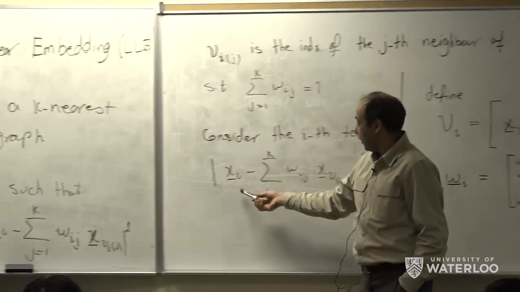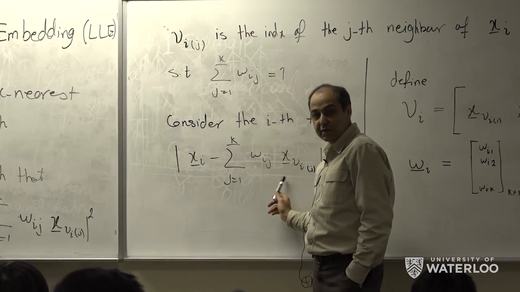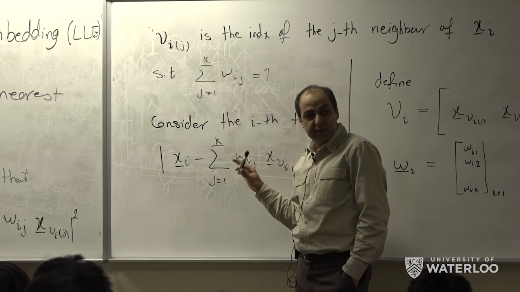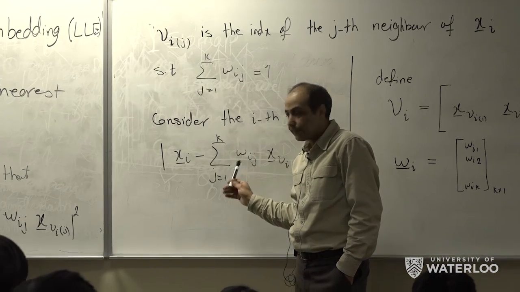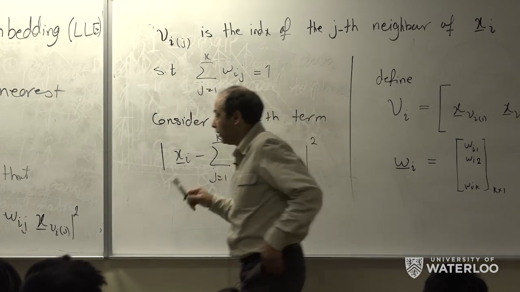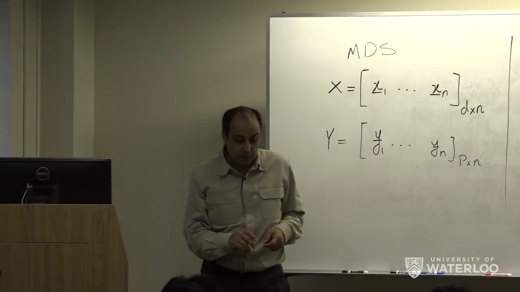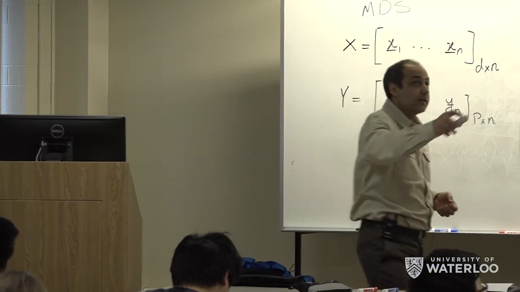When it's Yi, Wi is fixed and Y needs to be computed. So it looks the same, but as I said, the unknown is different and the solution is completely different. So we're going to do that in the next lecture, but let me show you an example.